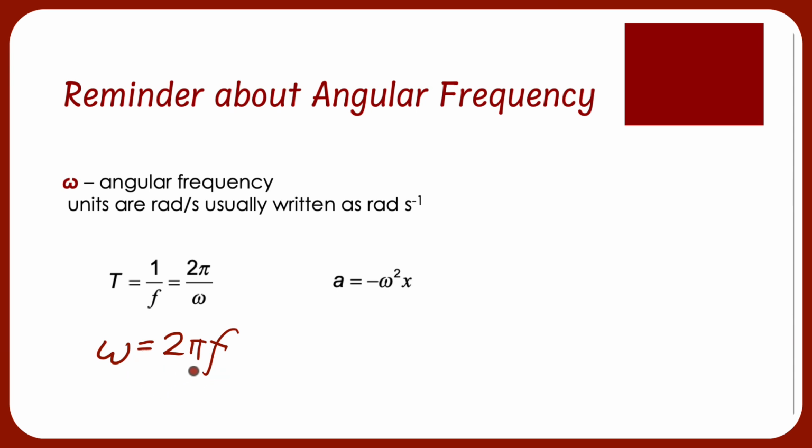Now, why is that so important? Well, when it comes to acceleration, our acceleration is directly proportional to our displacement. The negative sign says they're in the opposite direction. And the constant here that makes this an equation rather than a proportion is going to be omega squared.